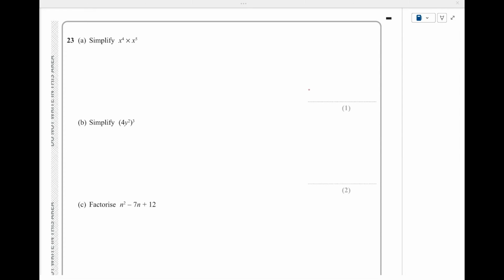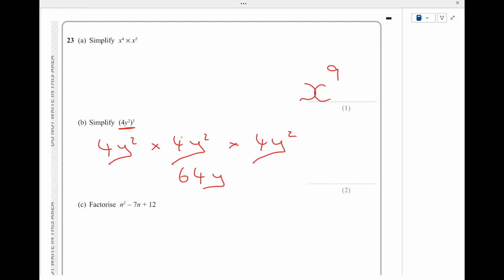When I multiply, I add the powers. Now, something cubed is something times, oops, I've written that down wrong. Try again, shall I? Something cubed is something times something times something. If you write that down, you're halfway to the right answer. 4 times 4 times 4 is 64. Y squared times y squared times y squared is y to the 6.